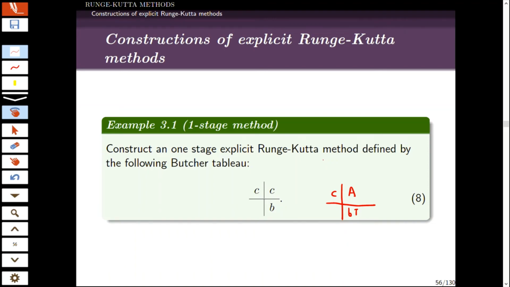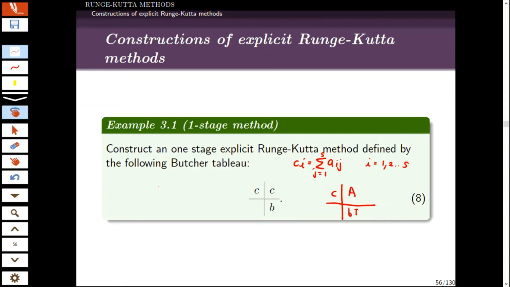If you recall, what does the row sum condition say? The ci is equal to the summation of aij for j equals 1 up to s, where i starts from 1 up to s. Meaning that the sum of A is equal to c. But we can write it in this way because we know this is just one stage, so this c is equal to c. That's the easy way to find it.